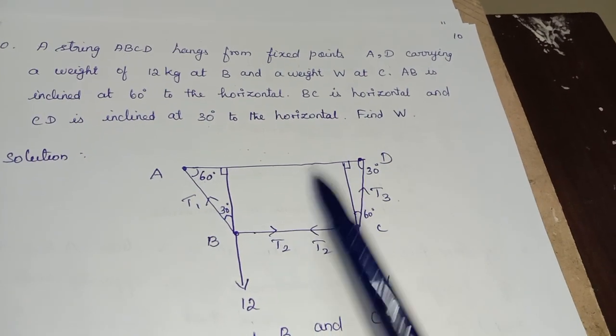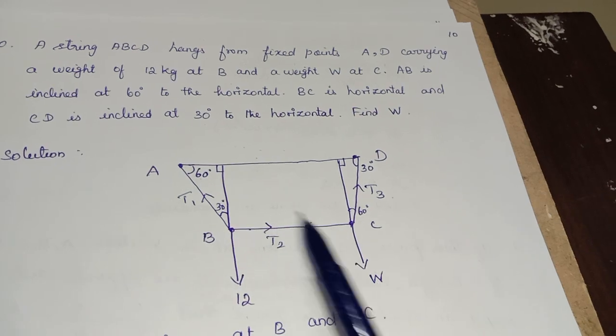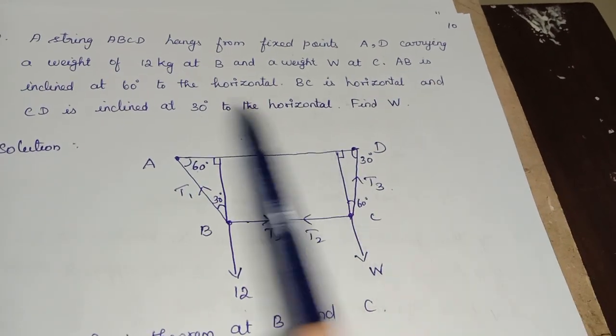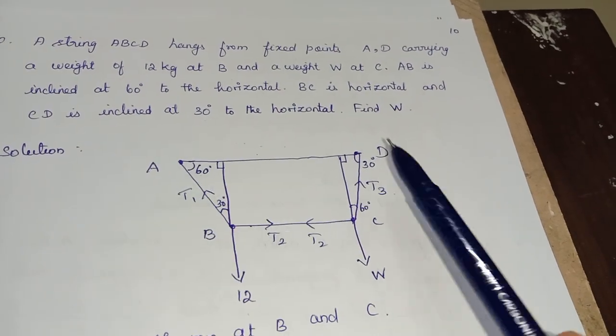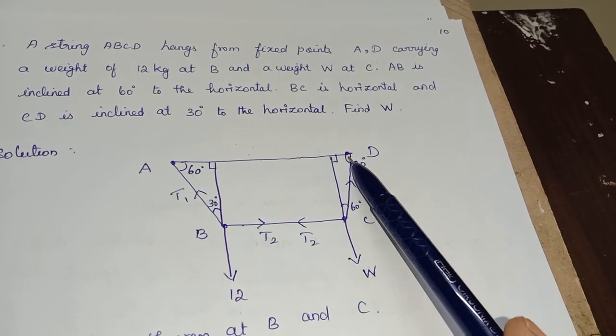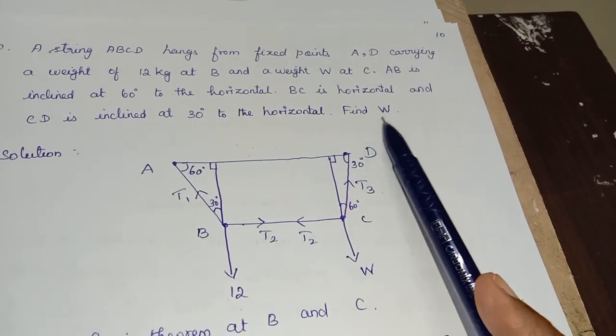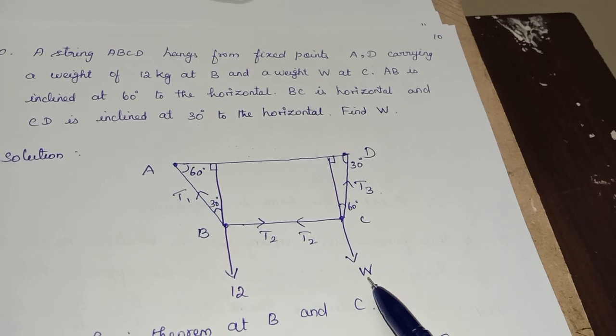And BC is horizontal. See, this line BC is horizontal. That means AD and BC are parallel. And CD is inclined at 30 degrees. So this is CD, no? This is inclined at an angle of 30 degrees to the horizontal. What is the value of W? This I want to find out.